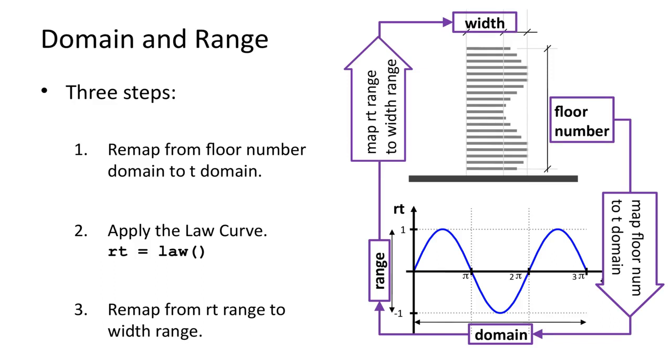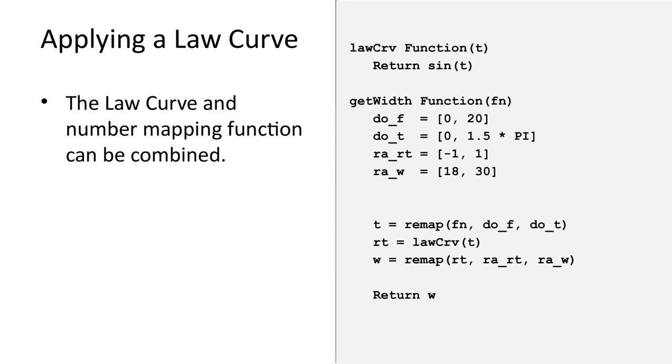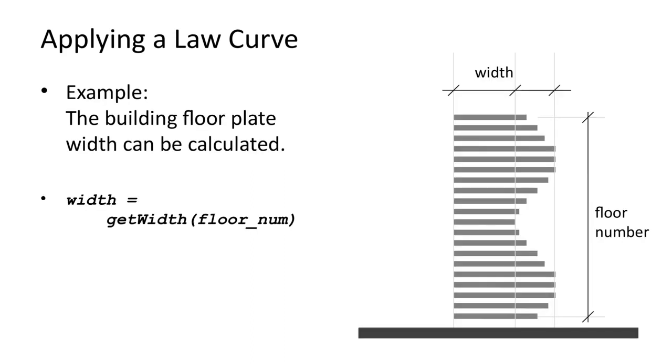In code, it would look something like this. Two functions are defined: the law curve function and the get width function. The law curve function is actually trivial, so in this case the sine curve could have been used directly. But we include it here for clarity. The get width function first defines the two ranges and the two domains. Then it performs the three steps: map domains, apply law curve, and map ranges. The get width function can then be used in the main code to generate the floors. For each floor, the function will be called, and the width will be calculated.